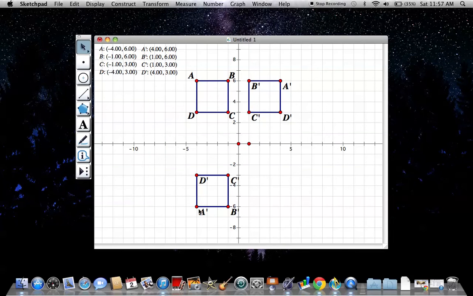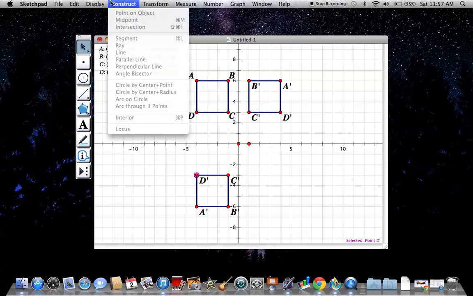Notice A prime. Now the distance from A to the line of reflection, the x-axis here, is 1, 2, 3, 4, 5, 6. The distance from A prime to the line of reflection is 1, 2, 3, 4, 5, 6. So the distances are the same. If I looked at the coordinates, I'll just do one here to show you.